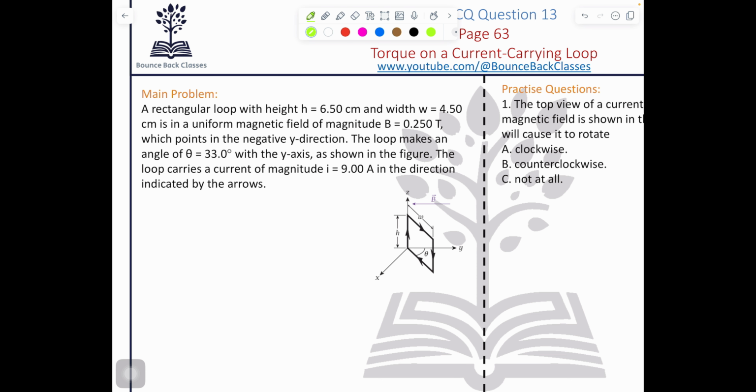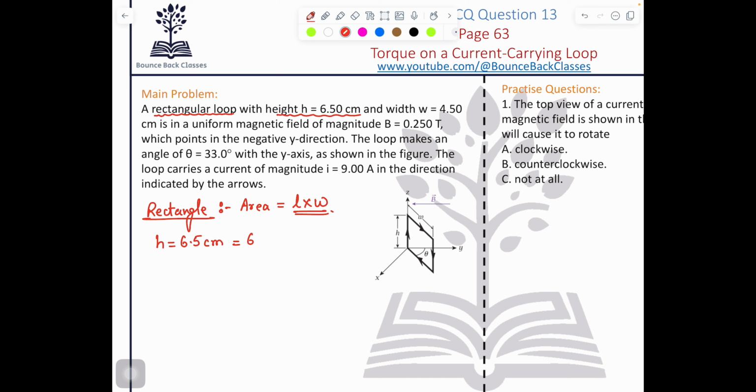The major question, so focus. Main problem, a rectangular loop. From the rectangle itself, we understand the first point: we have the word called area. What is the area of a rectangle? Length into width. Height is given: H is equal to 6.5 centimeter.